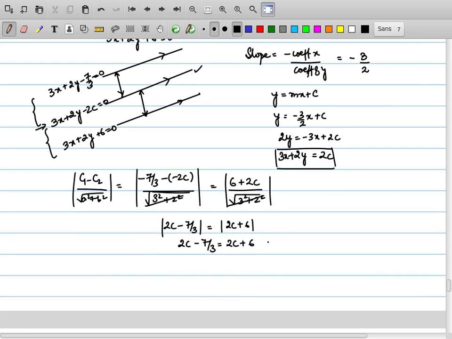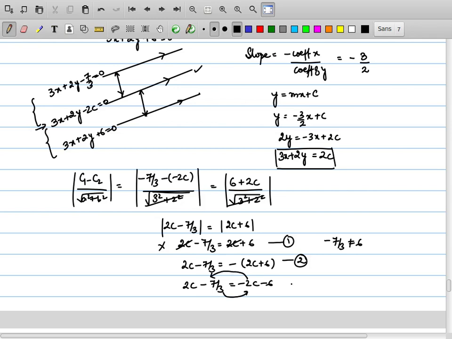So first would be this, and the second would be 2c minus 7 by 3 will be equal to minus times 2c plus 6. But if you look closely, the first equation gives you an absurd result. Minus 7 by 3 is equal to 6, which is not true. Minus 7 by 3 cannot be equal to 6. Therefore this equation is not possible. Which equation is possible? When we take the minus sign. Therefore 2c minus 7 by 3 is minus 2c minus 6. We'll take minus 2c to this side and 7 by 3 to this side. 2c plus 2c gives you 4c, and this is 7 by 3 minus 6. Therefore this is minus 11 by 3.